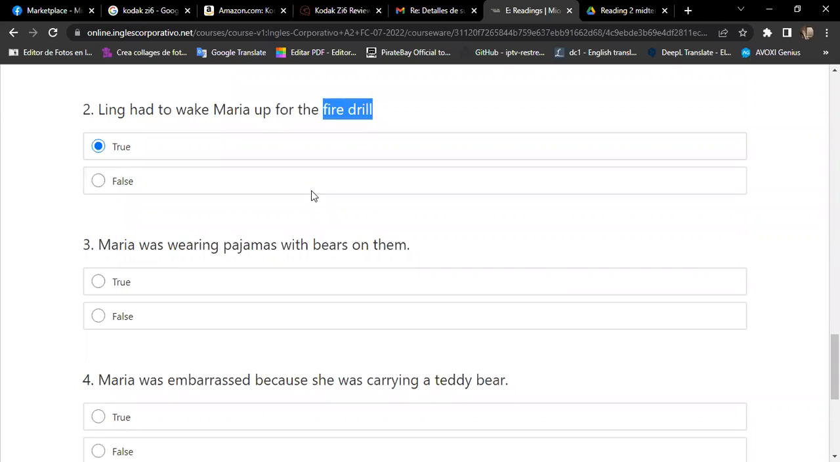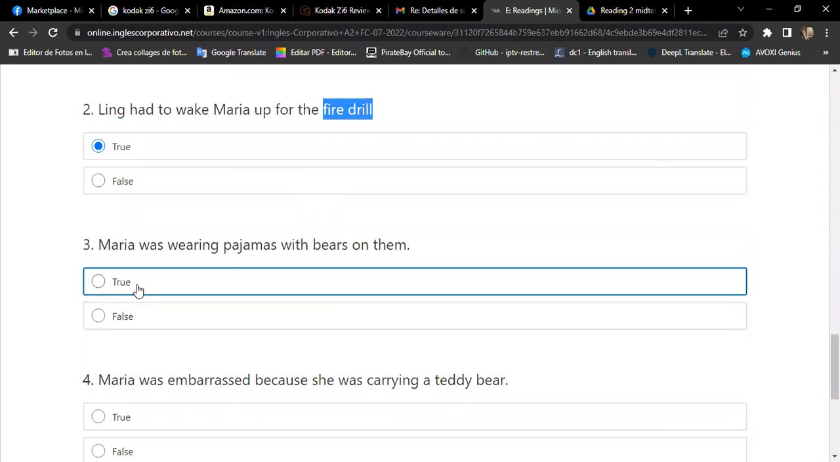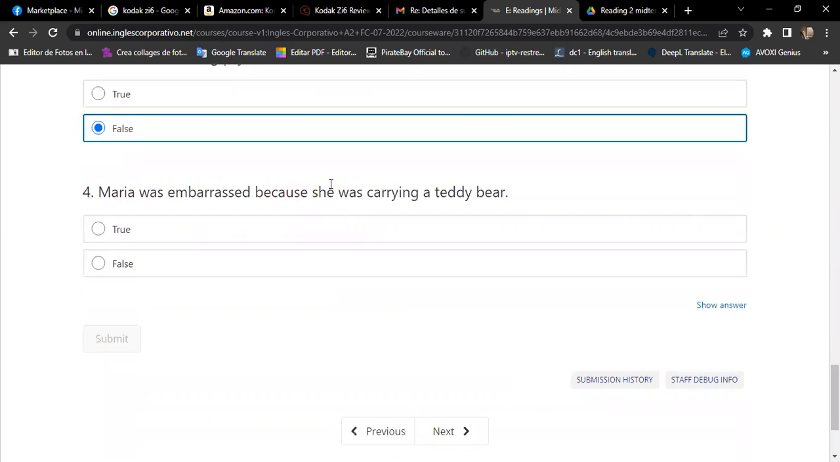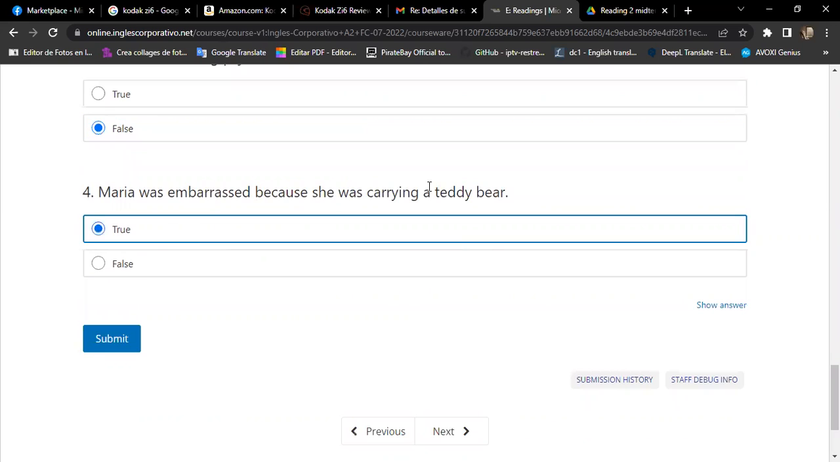Okay, next. It says Maria was wearing pajamas with bears on them. False. What was under her pajama? Cats. Very good. Maria was embarrassed because she was carrying a teddy bear. True.